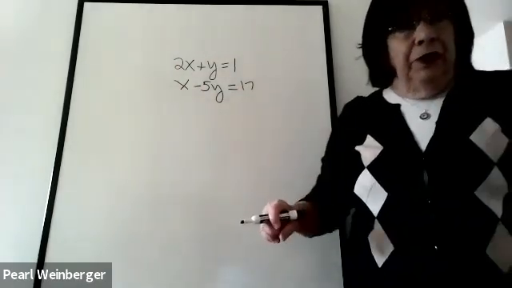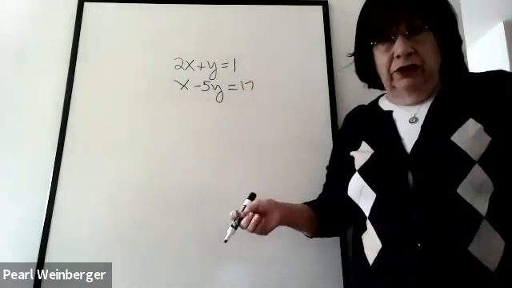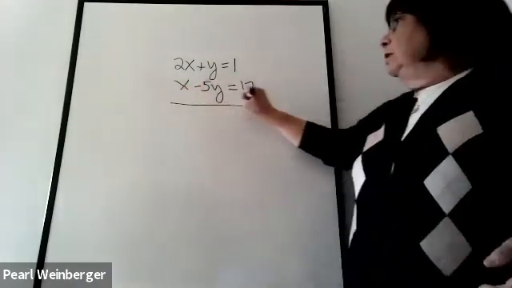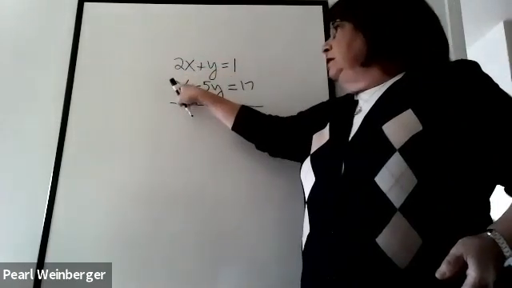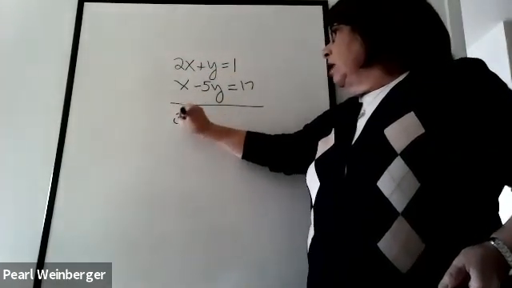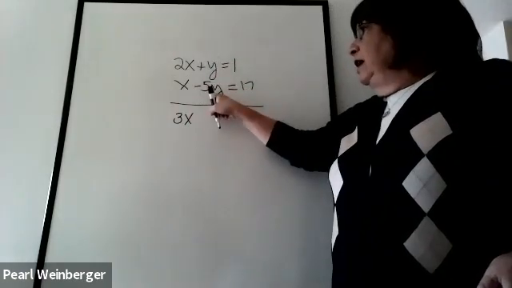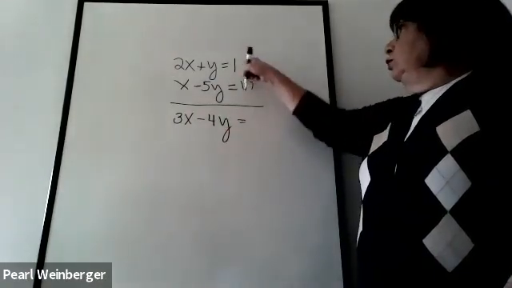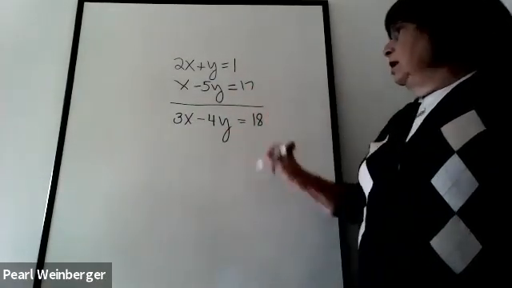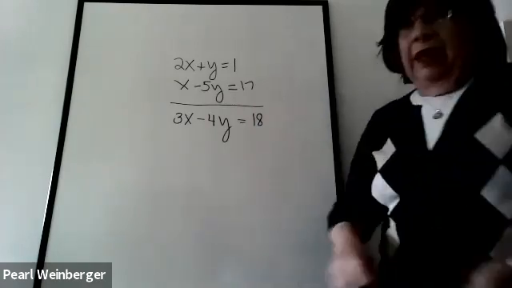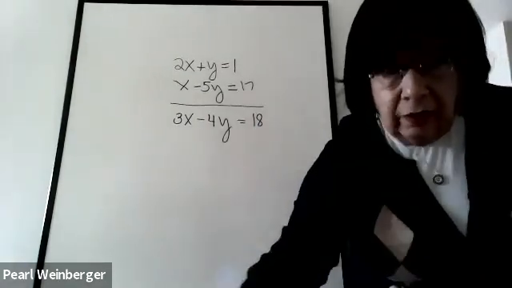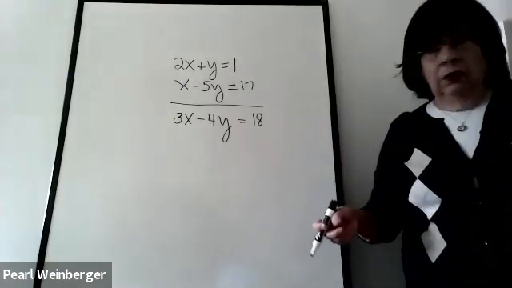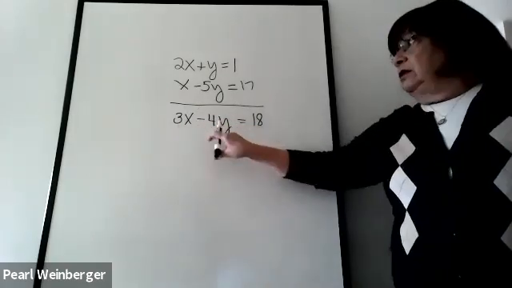Well, if I did what I did before and I just wanted to do the addition method, if I just added these two equations down, look what would happen. I do 2x plus x and I get 3x. And I do y and negative 5y, which is negative 4y, equals 1 plus 17, which is 18. Unfortunately, when I add these two equations down, I am not eliminating any of my unknowns. I still have an x and I still have a y.